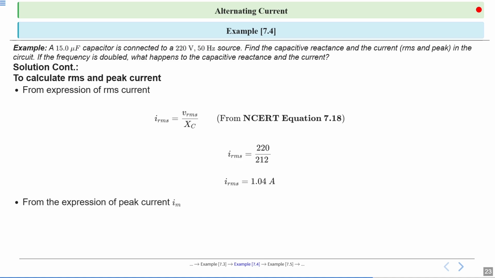And for the expression of peak current, it will be IM equal to root 2 into IRMS. It is the relation between peak value and IRMS value. So IM will be equal to root 2 IRMS, which is equal to root 2 into 1.04. So IM will be equal to 1.47 ampere. This is the peak value of current.